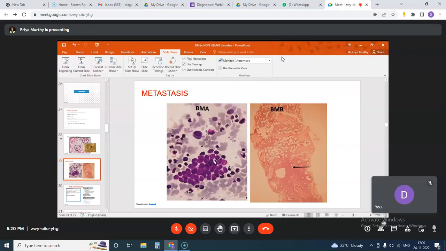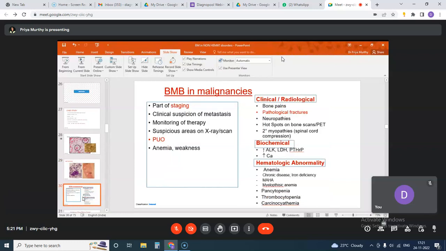But if we look carefully, we may sometimes come across clusters of these atypical cells, which could give you a clue that there is probably metastasis. The bone marrow biopsy also shows replacement of hemopoietic cells with clusters, either focally or diffusely, replacement of the marrow with atypical cells. So bone marrow biopsy in malignancies, whenever bone marrow is involved, it means the patient is in an advanced stage of the malignancy. It is usually done as part of staging.